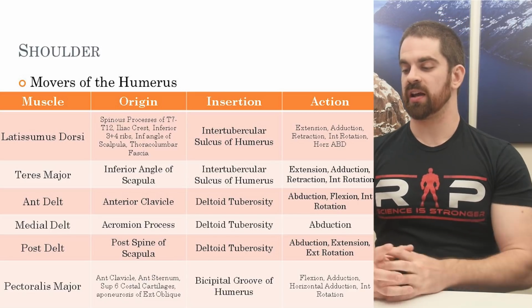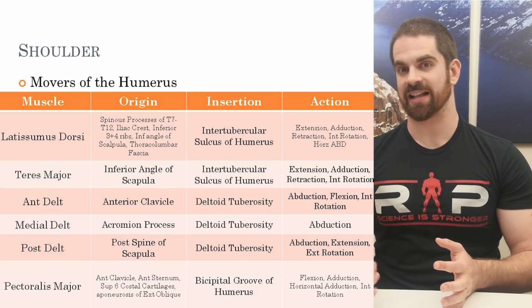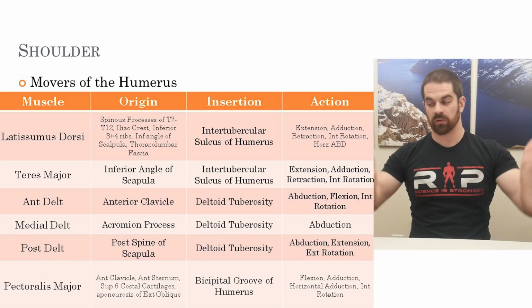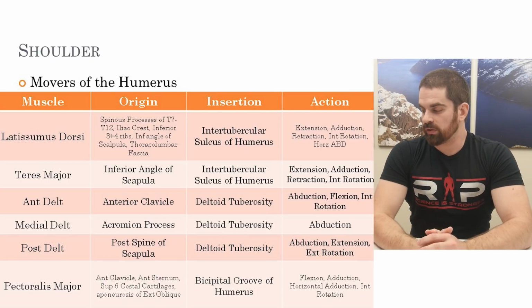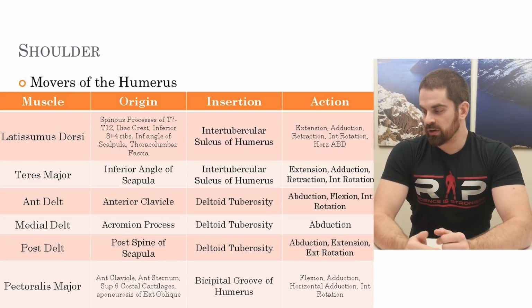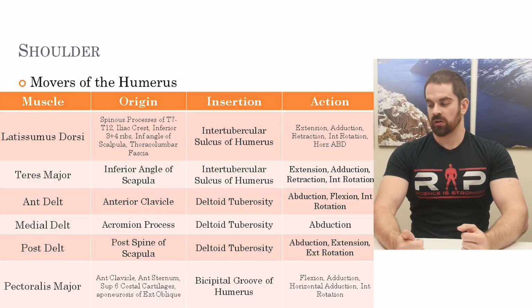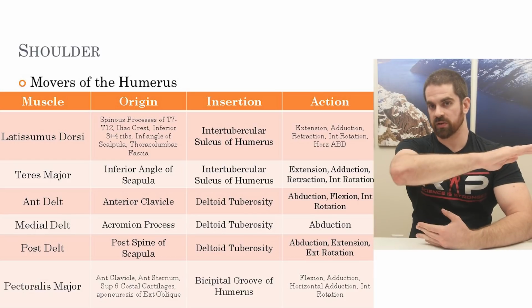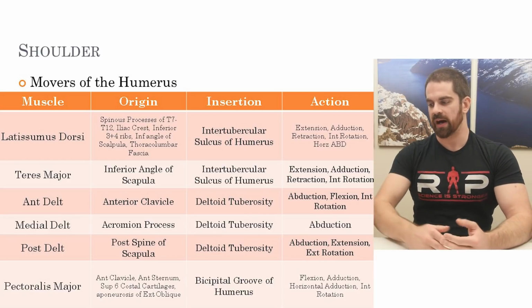So if we're looking at the first one, the latissimus dorsi, the lats, right? That big, huge fanning muscle of the back that gives you that nice, cool V-tapered look, right? What are the primary roles there? Well, we can see it's involved in extending the shoulder, abducting the shoulder, retracting the scapula a little bit, internal rotation of the humerus, and horizontal abduction, so horizontally moving away from the midline of the body.